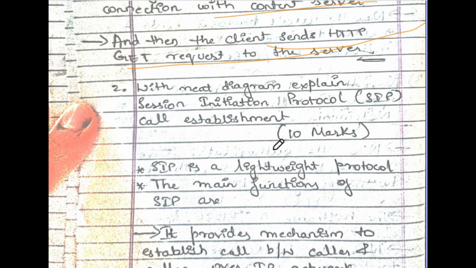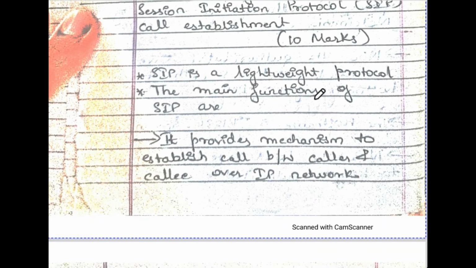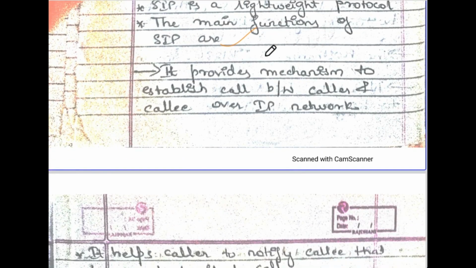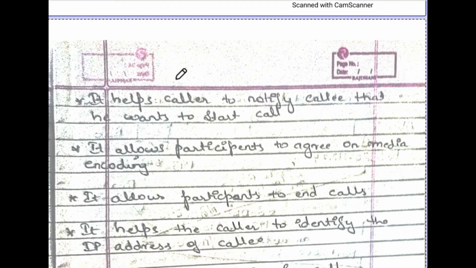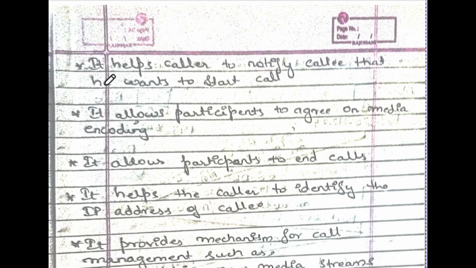With a diagram, explain session initiation protocol (SIP) call establishment. SIP is a lightweight protocol. The main functions of SIP are: it provides a mechanism to establish a call between caller and callee. Caller is a person who initiates the call. Callee is a person who receives the call. It helps the caller to notify the callee that he wants to start a call. So when the caller calls, the callee is notified with the ringtone that the caller is calling.